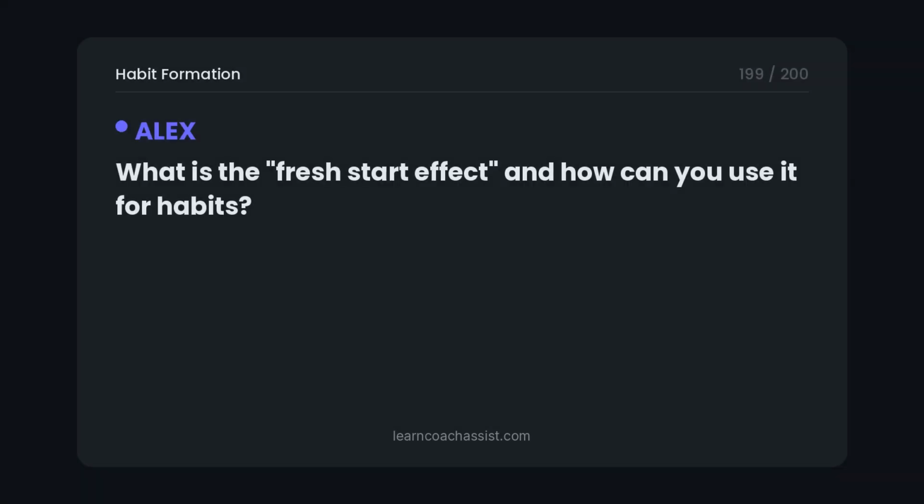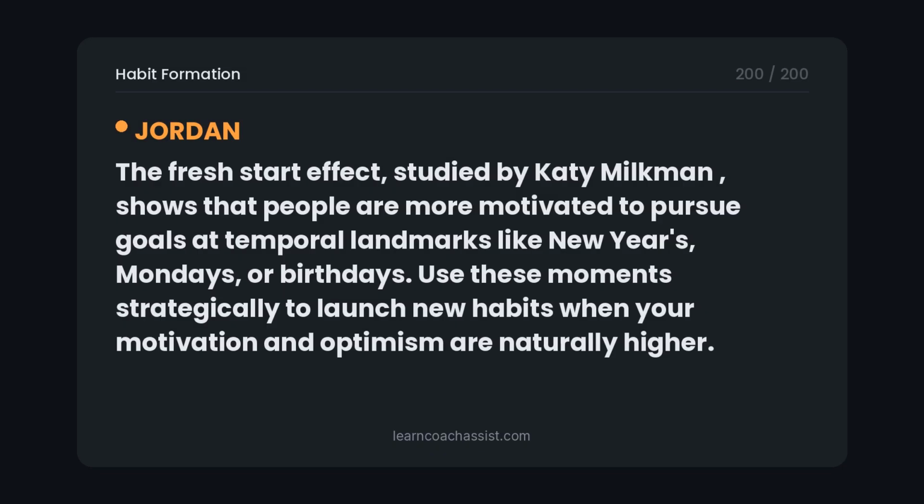What is the fresh start effect and how can you use it for habits? The fresh start effect, studied by Katie Milkman, shows that people are more motivated to pursue goals at temporal landmarks like New Year's, Mondays, or birthdays. Use these moments strategically to launch new habits when your motivation and optimism are naturally higher.